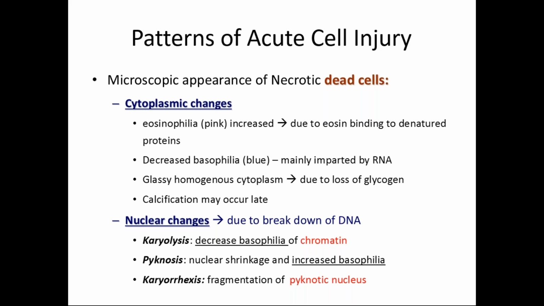These are the cytoplasmic changes which are seen, and coming to the nuclear changes, due to the breakdown of the DNA, there are mainly three nuclear changes: karyolysis, pyknosis, and karyorrhexis. Karyolysis is a decreased basophilia of chromatin or degradation of the chromatin. Pyknosis is nuclear shrinkage and increased basophilia. Karyorrhexis is the fragmentation of the pyknotic nucleus.